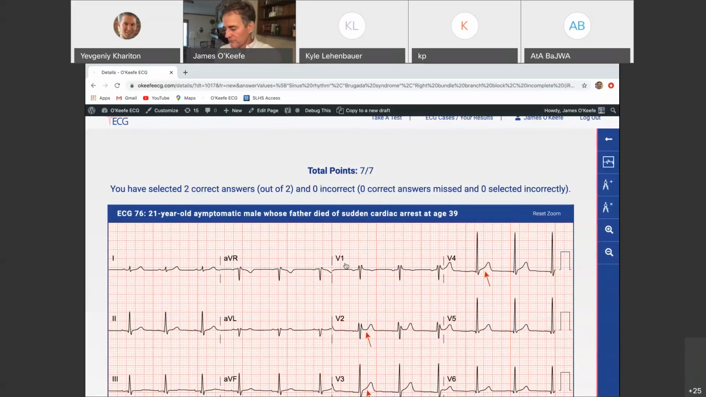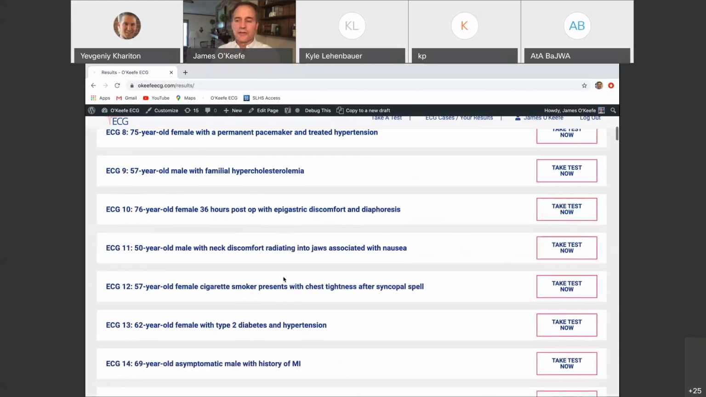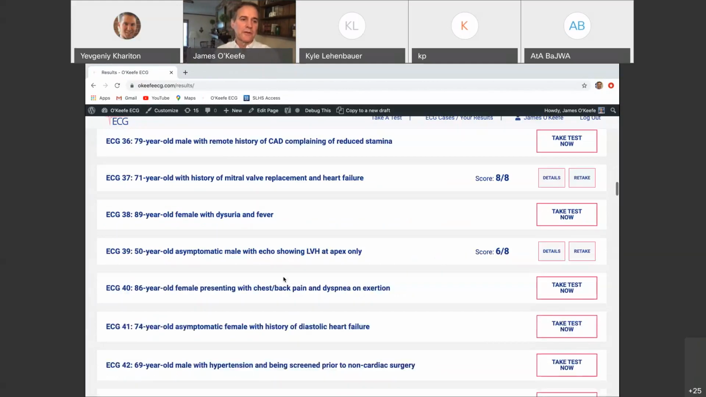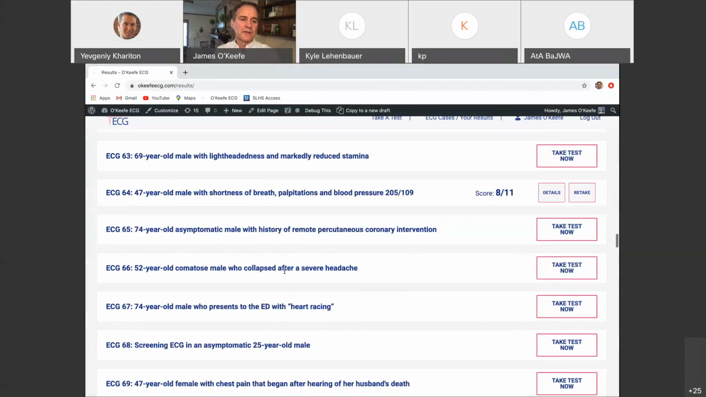Any other questions before we move on to the next one? I would not be surprised. Often on the cardiology boards, there's a Brugada pattern that shows up in the ECG section.